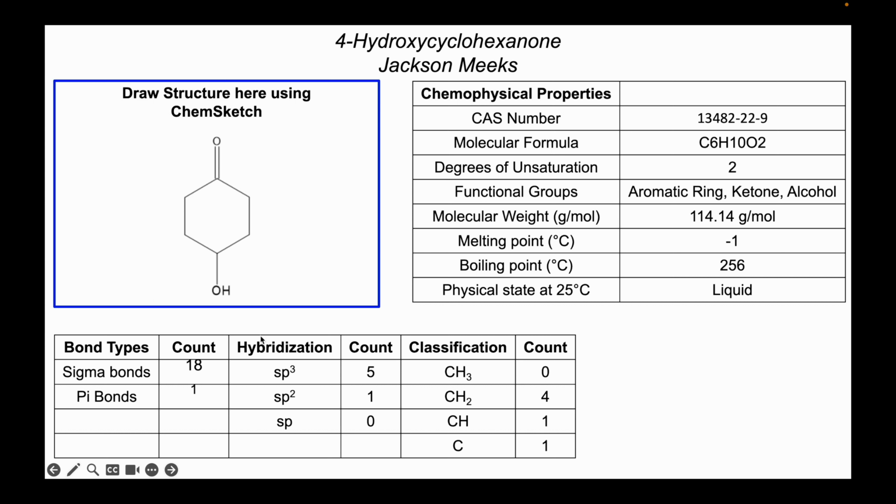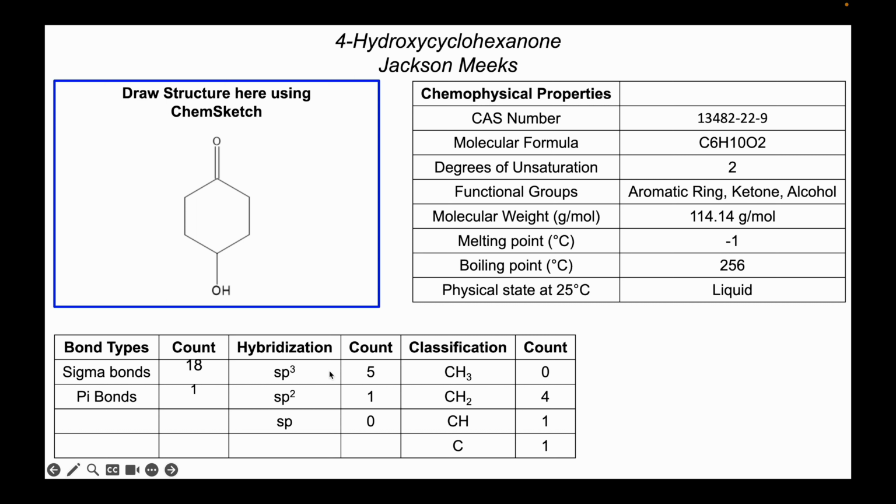Now to discuss the bond types, there are 18 sigma bonds, and this constitutes all carbon-to-carbon bonds, carbon-to-hydrogen bonds, this oxygen-to-hydrogen bond, as well as part of this carbon-to-oxygen double bond. And then the pi bond is represented by the carbon-oxygen double bond.